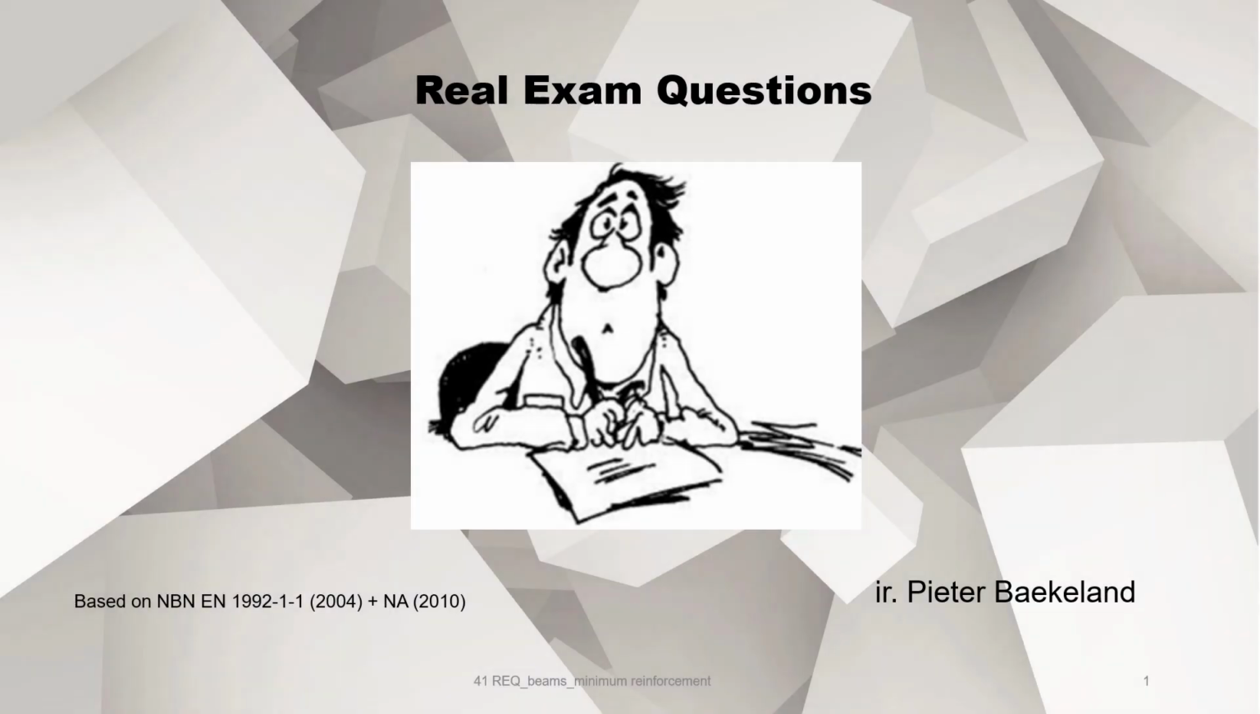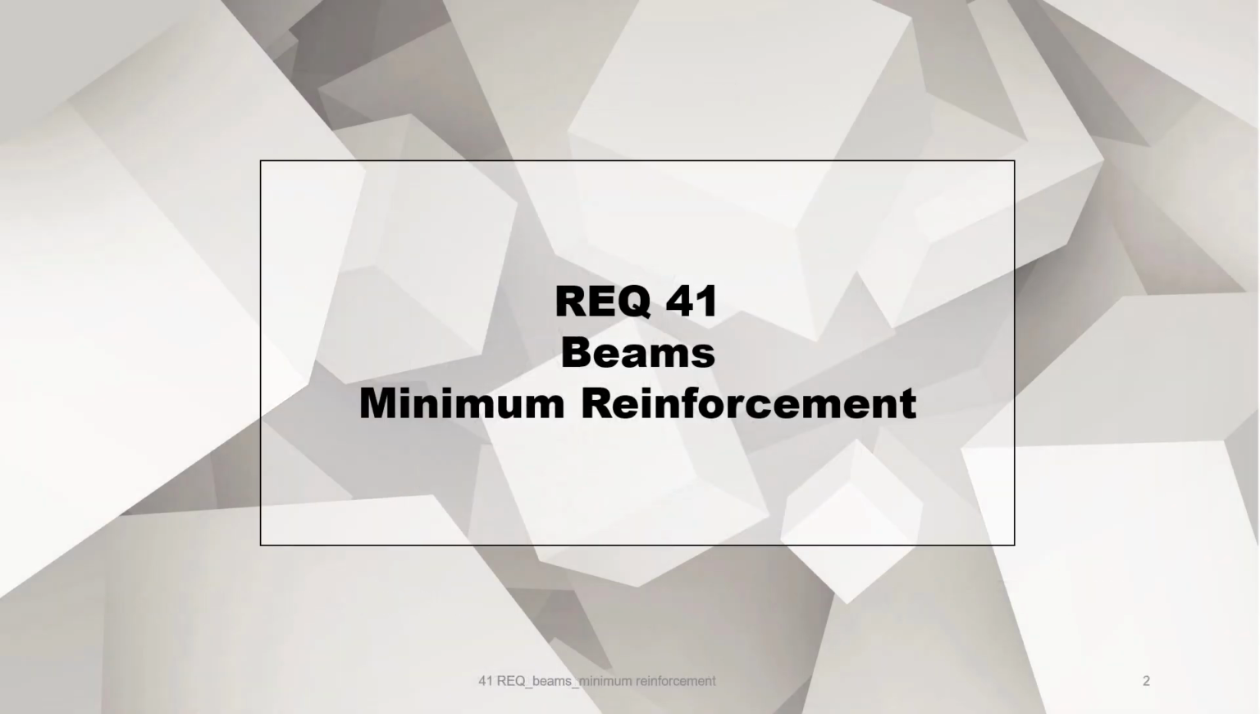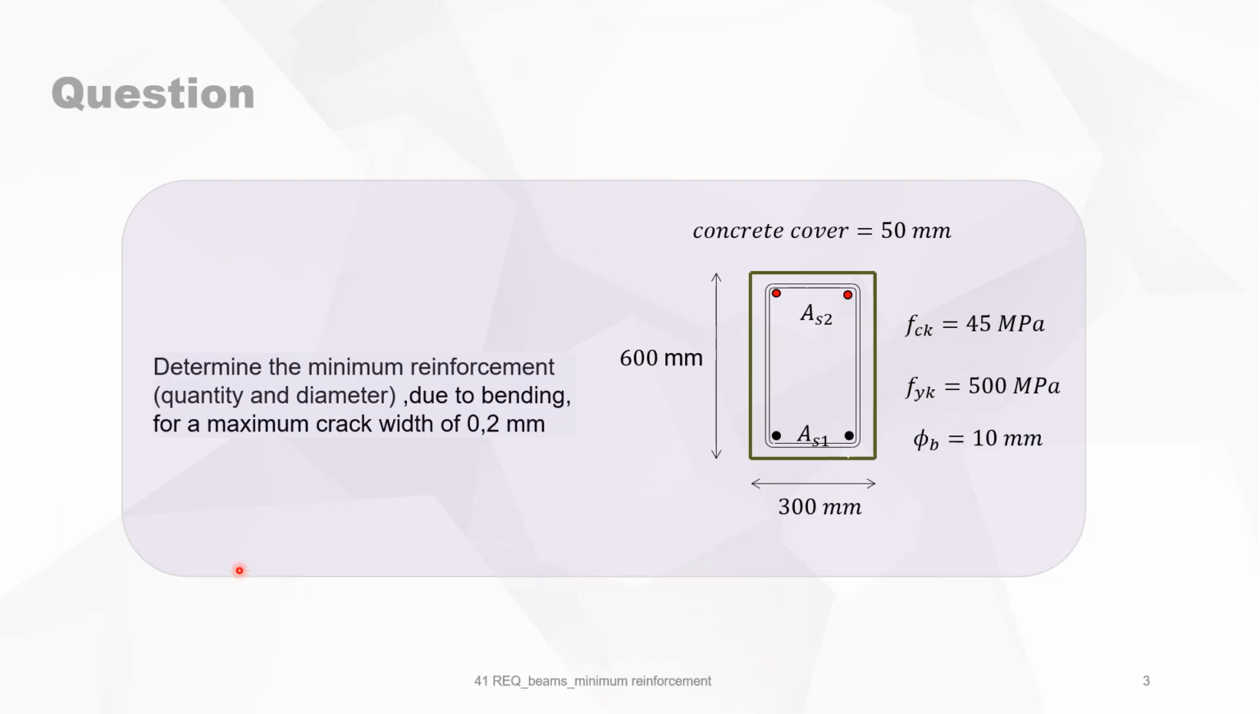Real exam questions. Question 41, minimum reinforcement of beams. Determine the minimum reinforcement, quantity and diameter, due to bending for a maximum crack width of 0.2 millimeters.